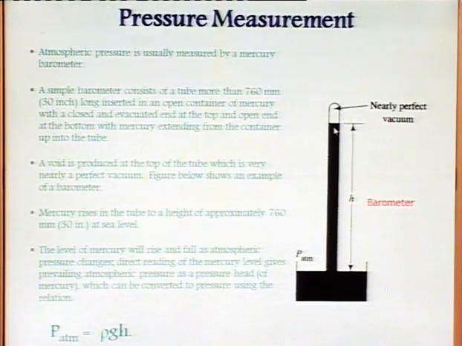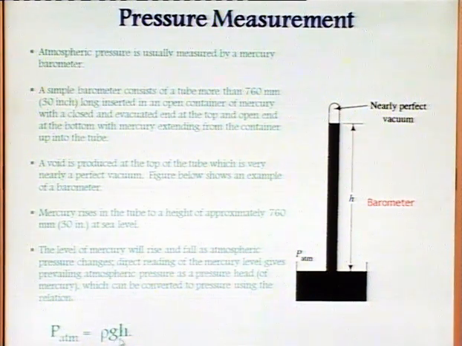Approximately, for a normal day, the atmospheric pressure comes out to be 1 atmosphere, and it corresponds to this height of 760 mm. If we measure the height, it comes out to be 76 centimeters, or we can say 760 mm.